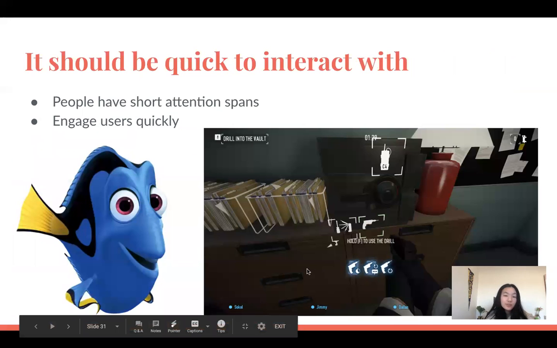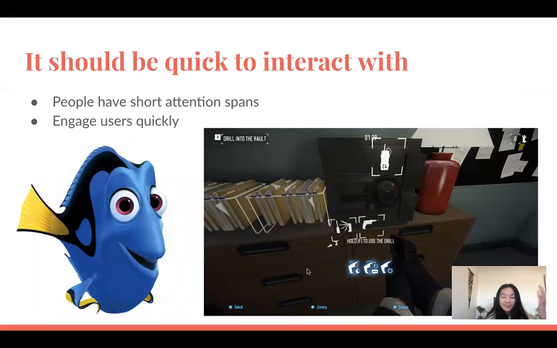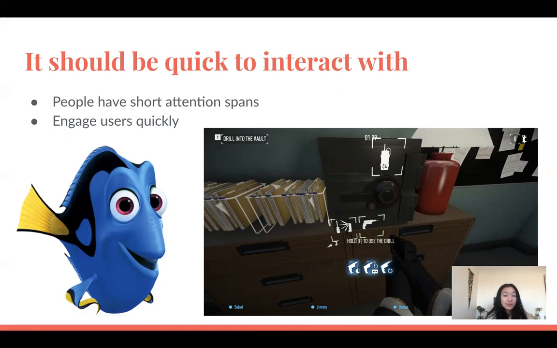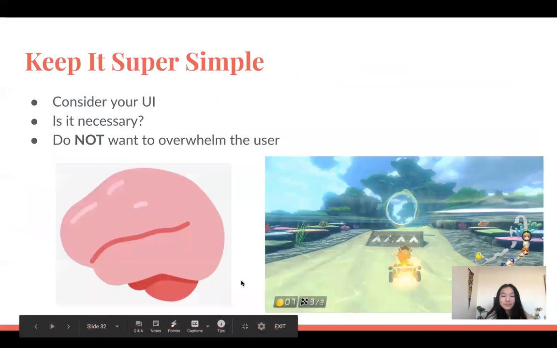And your UI should also be quick to interact with because people have short attention spans. A lot of us are like Dory, okay? So you want to engage your users quickly in your UI and make it very clear what's supposed to be going on and what exactly your user is doing at that moment. So for example, in the screenshot, we have these actions that are highlighted and specific instructions for what you can do and what keys to press in order to complete that. And so it's very easy, very simple, and you want to do this in your UI so that it's easiest to play for your users.